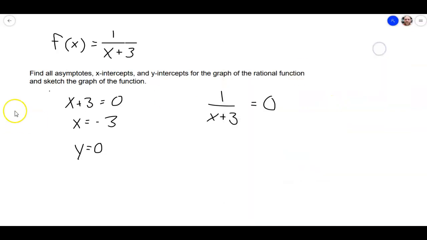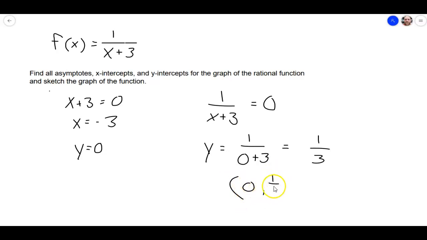So no x-intercepts there. And then finally the y-intercept, I'm going to let x equal 0. So y is equal to 1 over (0 plus 3). So that's 1 over 3. So that's my y value. So I'm going to have a y-intercept at (0, 1/3). All right, let's go ahead and take a look at the next one here.